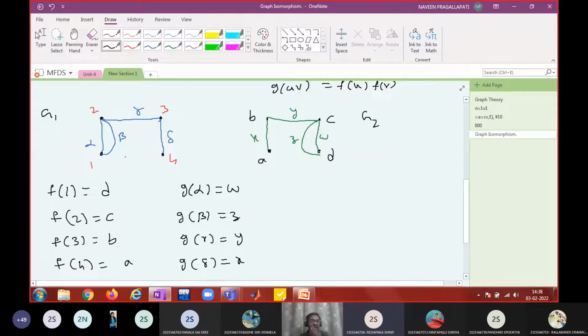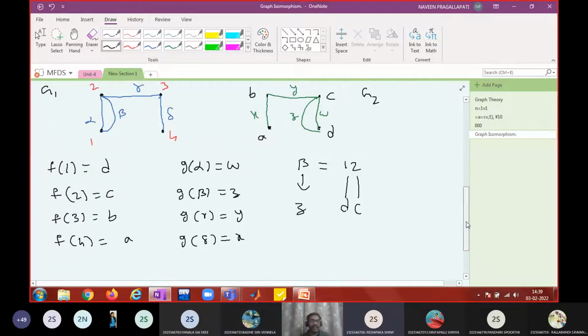Now you take any edge. What is the image corresponding to this one? Let me check randomly. Let me take this beta. What is beta? Beta is equal to 1, 2. Am I right? Beta is connecting 1 and 2. What about the beta image, Z? Is this Z connecting the image of 1 and the image of 2? What is the image of 1? D. What is the image of 2? C. Is this Z connecting D and C? Yes, Z connecting D and C. Am I right? Yes, sir.